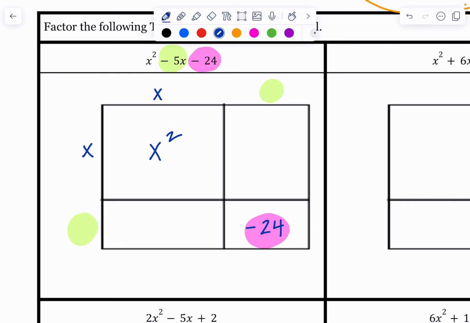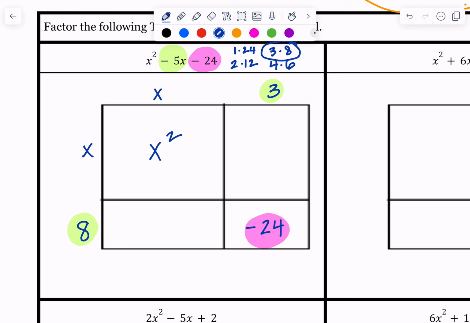So different things that multiply to get negative 24 would be 1 times 24 with one of them negative, 2 times 12, 3 times 8, 4 times 6. So one of those with a negative in there should give us a negative 5x. So because we have a negative, we know it's going to be a difference. So we know it's going to be 3 and 8. So I'm going to go ahead and put 3 and 8 here.